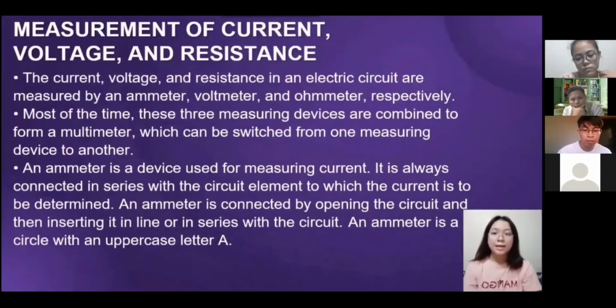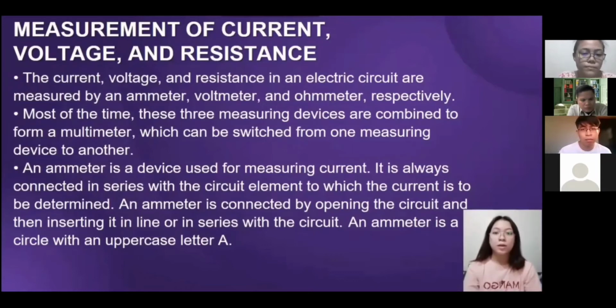Next is the measurement of current, voltage, and resistance. The current, voltage, and resistance in an electric circuit are measured by an ammeter, voltmeter, and ohmmeter. Most of the time, these three measuring devices are combined to form a multimeter, which can be switched from one measuring device to another. An ammeter is a device used for measuring current.